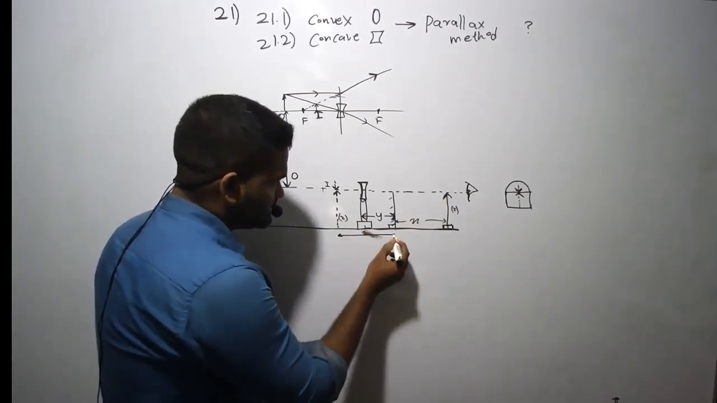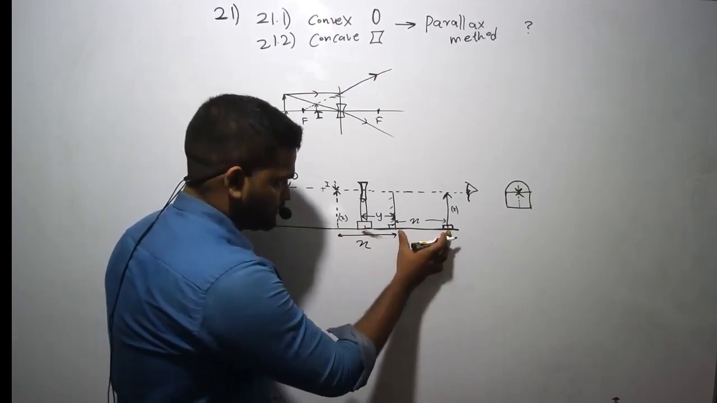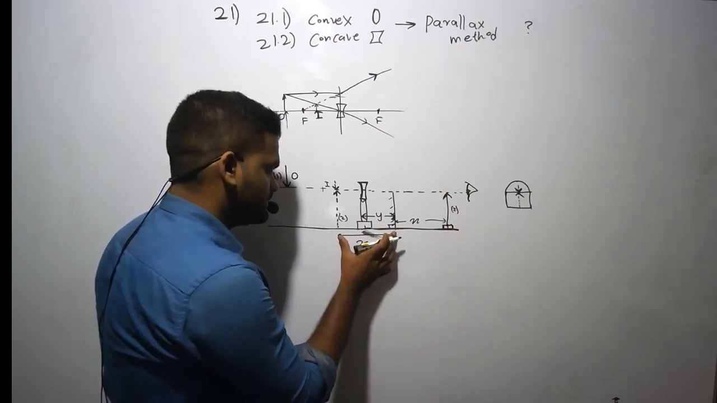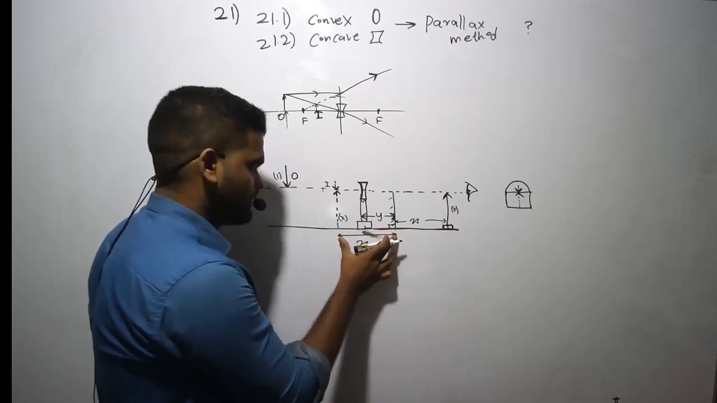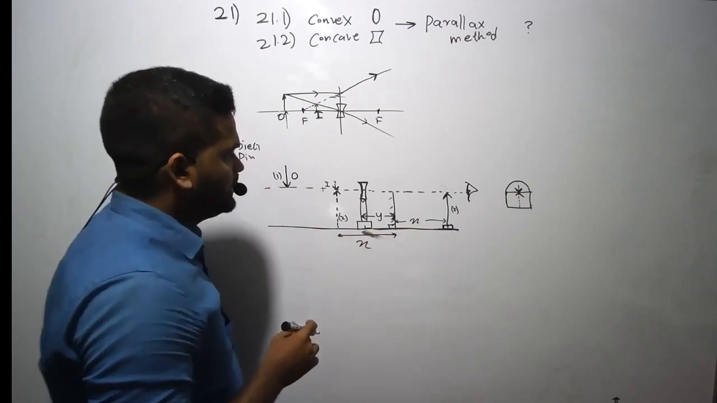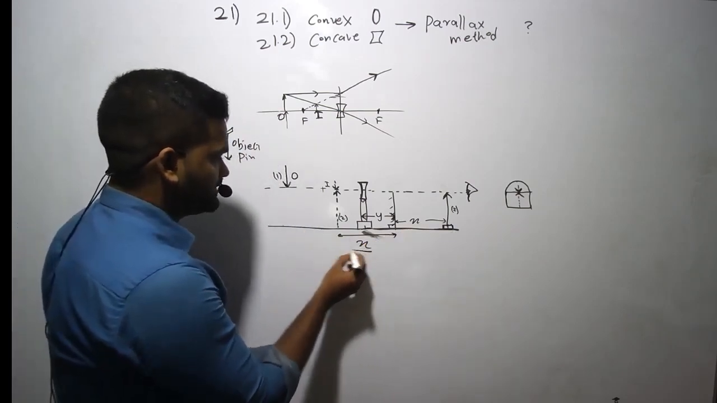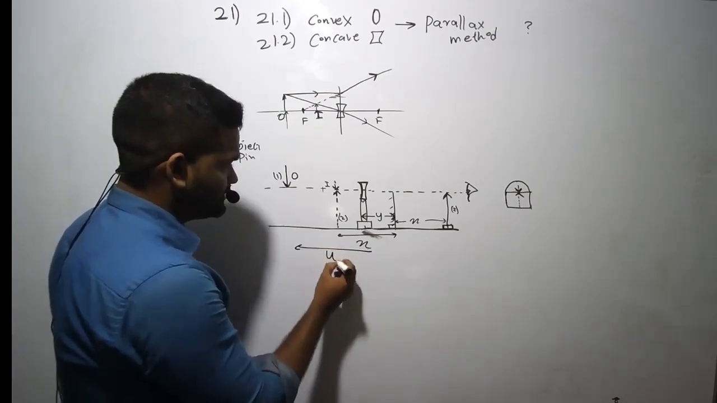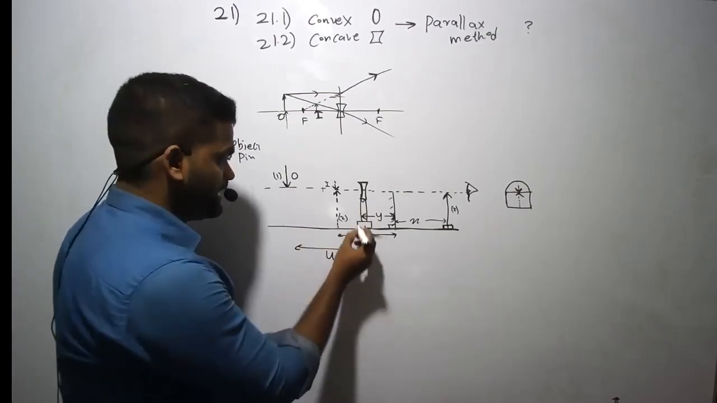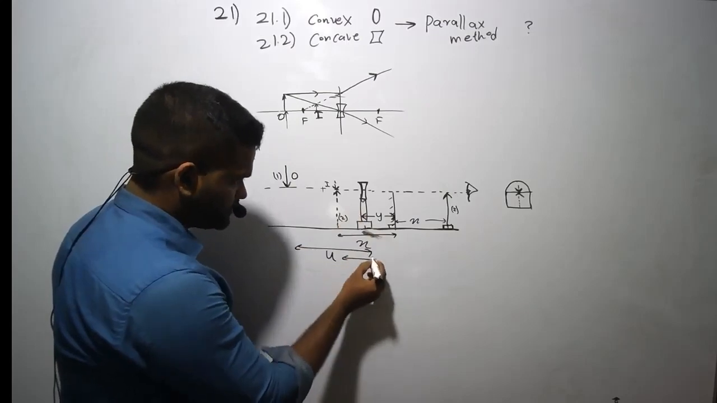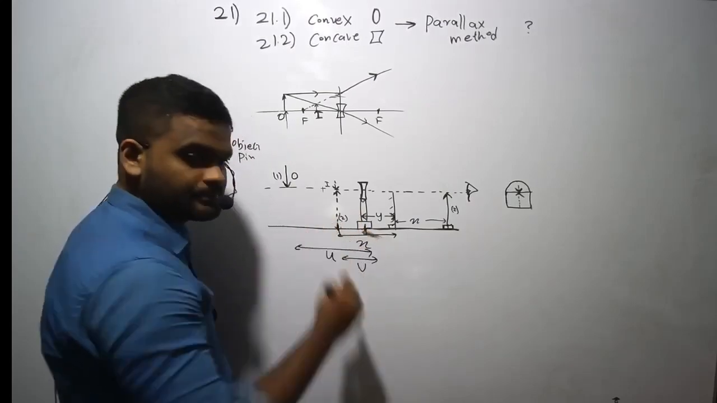that this distance also is x, right? From the mirror, the image is formed at an equal distance. So if this is x, this also is x, right? Then the object distance is from the lens to the object, so that is u. Then the image distance, this much, that is v, from the lens to the image. You can measure that, right?